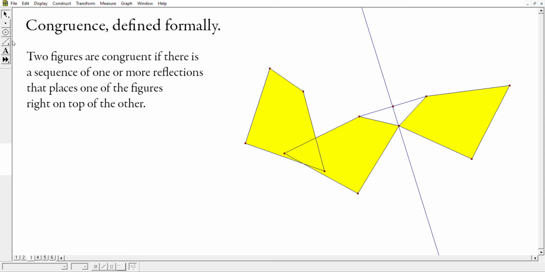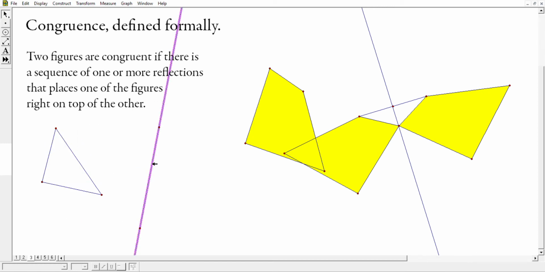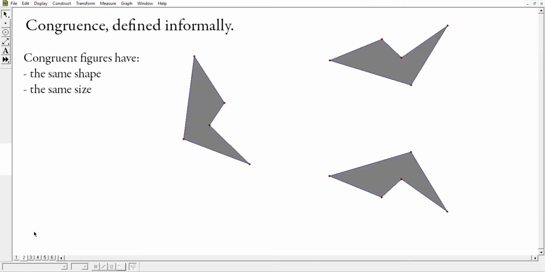By the way, this shows formally, which is obvious, that a figure is congruent to itself, because I could take any figure at all, reflect it through any line, oops, and then reflect it right back. That would be two reflections, and it lands right back on top of itself. And so that shows a figure is congruent to itself, which is obvious from our informal definition. A figure has the same shape and size as itself.